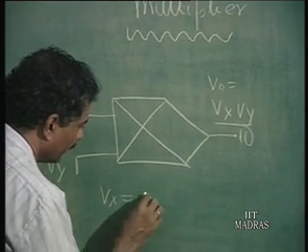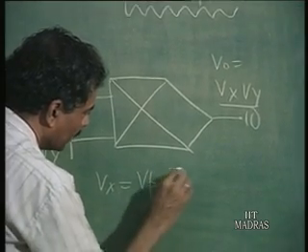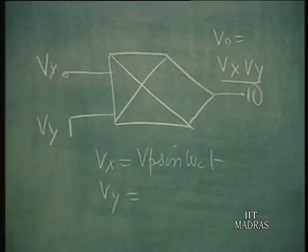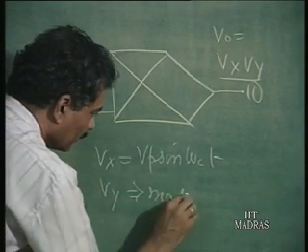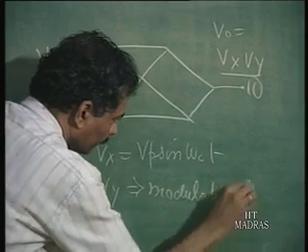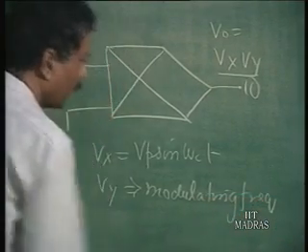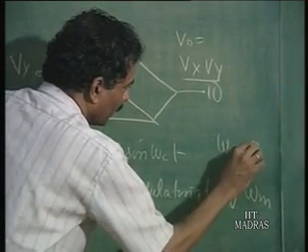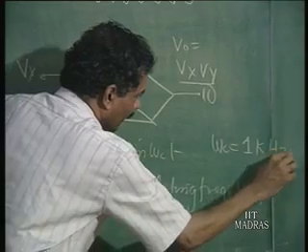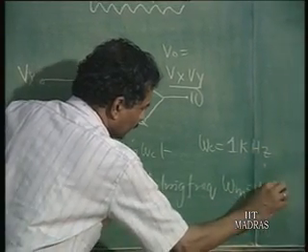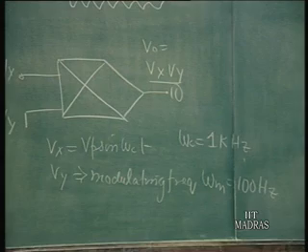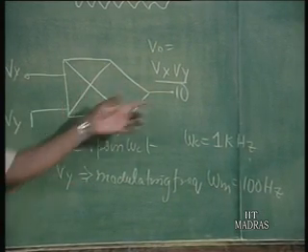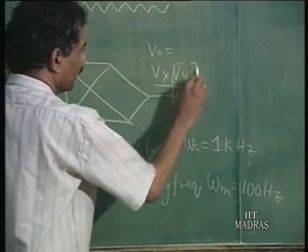frequency input, let us say it is Vp sin omega c t, the carrier, and Vy is the modulating frequency, omega m. Let us say omega c is some 1 kilohertz and omega m is 100 hertz. So we have the gain of this amplifier being changed by the modulating frequency. In fact, we can see that this is Vy by 10.